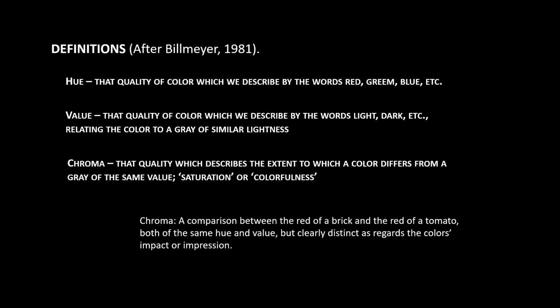Looking at the formal definitions of these words now, according to Billmeyer in his 1981 textbook, hue is the quality of the color, value is the lightness of the color, and you can relate this to the grayscale, and chroma is the intensity of the color, in other words, the saturation or colorfulness. And most of the textbooks give the example at the bottom to illustrate the chroma effect.